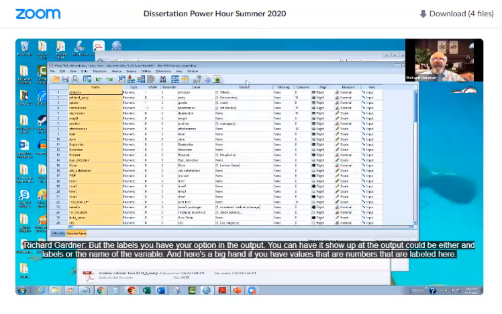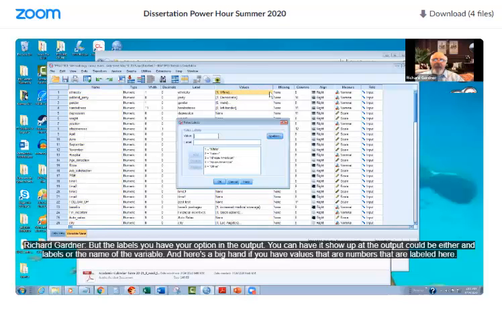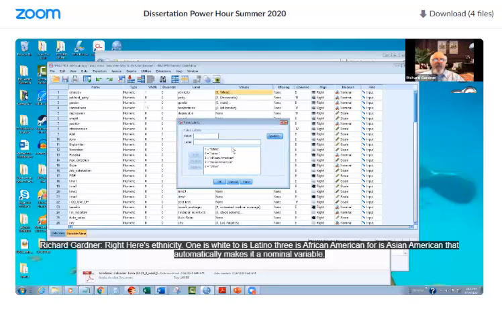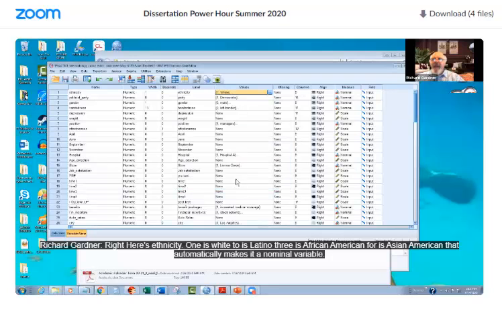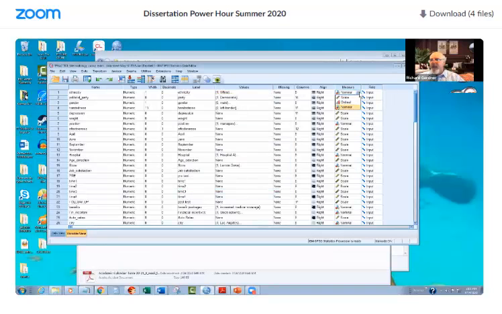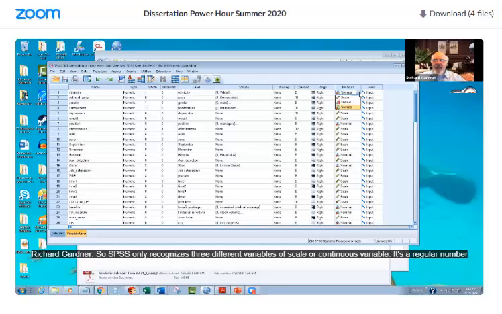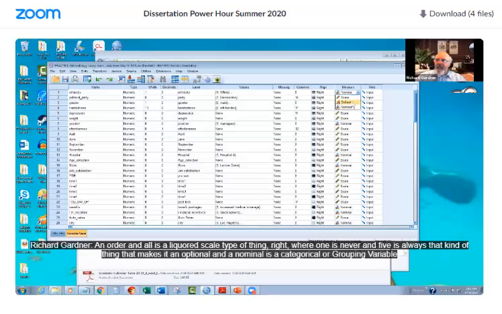And here's a big hint. If you have values that are numbers that are labeled here, right, here's ethnicity. 1 is white, 2 is Latino, 3 is African American, 4 is Asian American. That automatically makes it a nominal variable. So SPSS only recognizes 3 different variables: a scale or continuous variable, it's a regular number. An ordinal is a Likert scale type of thing, right? Where 1 is never and 5 is always, that kind of thing. That makes it an ordinal. And a nominal is a categorical or grouping variable.